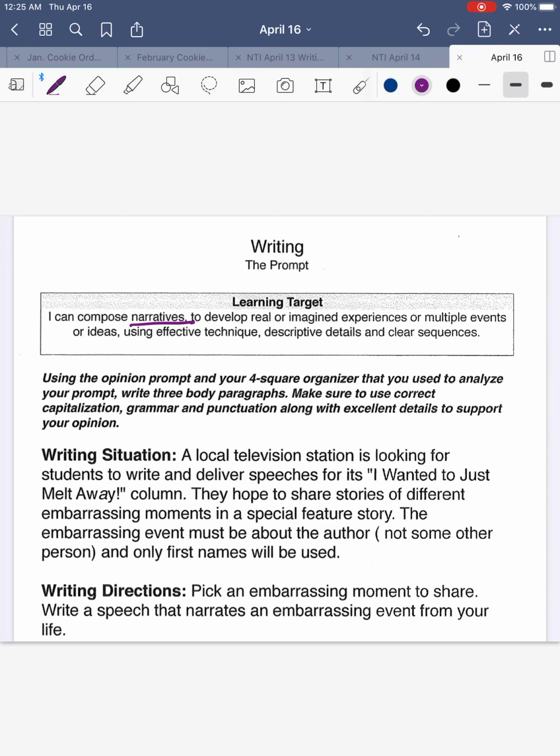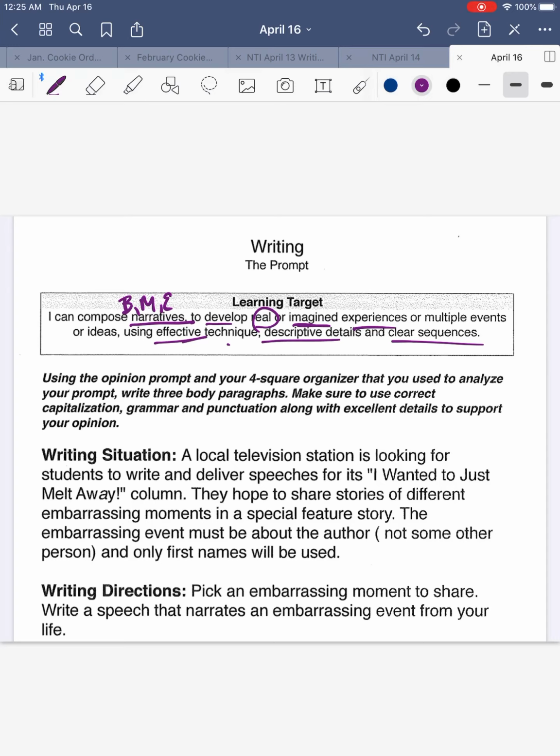To go on with our learning target, it says to develop real or imagined experiences or multiple events or ideas using effective technique, descriptive details, and clear sequences. Now again, because this is a narrative, we have beginning, middle, and end. That's how you need to tell your story, whatever you're writing about.